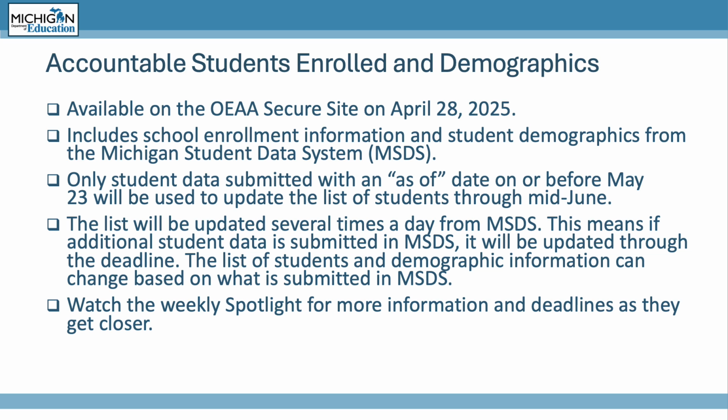In order to fix any errors, you need to correct the error in MSDS. Your school or district will have an authorized user for MSDS who can access the system to update the data. Work with whomever this person is to make sure that your information is correct on time. There's a page in the secure site, under the Assessment Registration tab called District and School Contacts, that will show you who your authorized MSDS user is, in case you don't know who that is. Watch the weekly Spotlight newsletter for availability and deadline information.